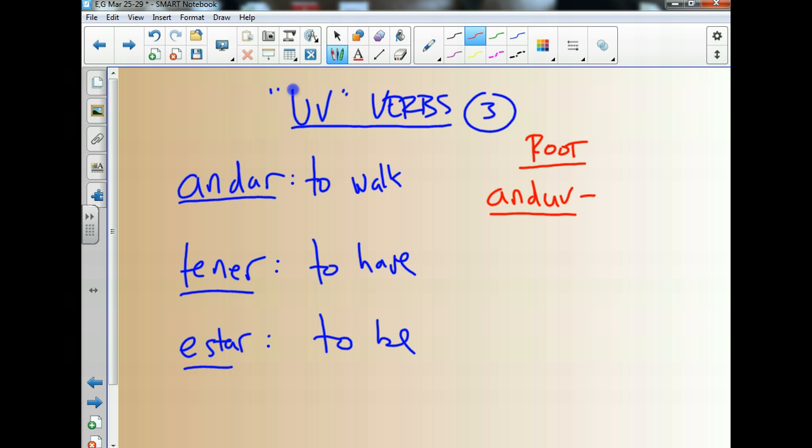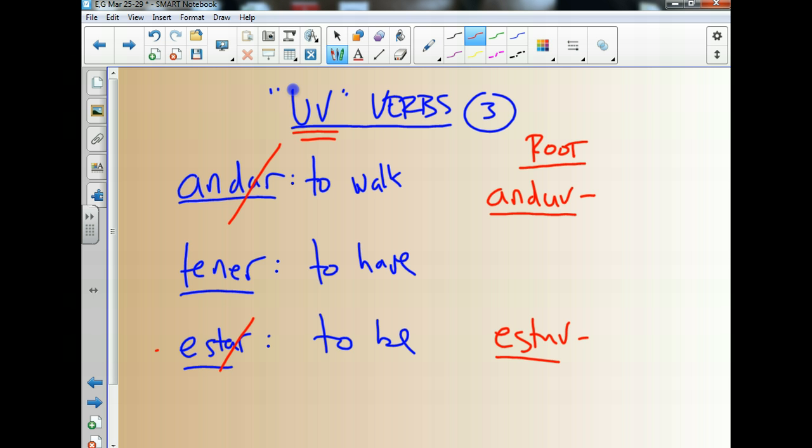Okay? Now this verb is kind of nice because you just cut the AR off and you add your UV and done. The other verb that also does that in the same way is this verb, the verb estar. So if we cut this AR off and we add our UV, we are left with what for a root, everybody? Estuv, which sounds kind of funny, and that is the root of the verb estar. And we add our endings onto that.